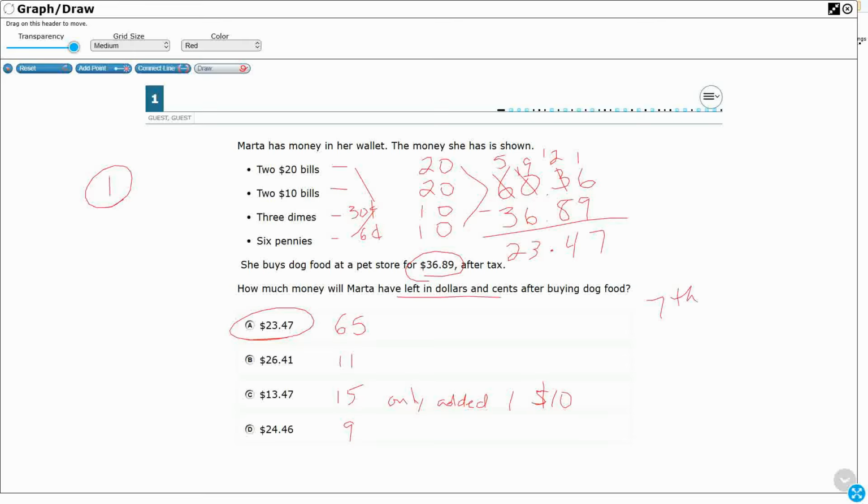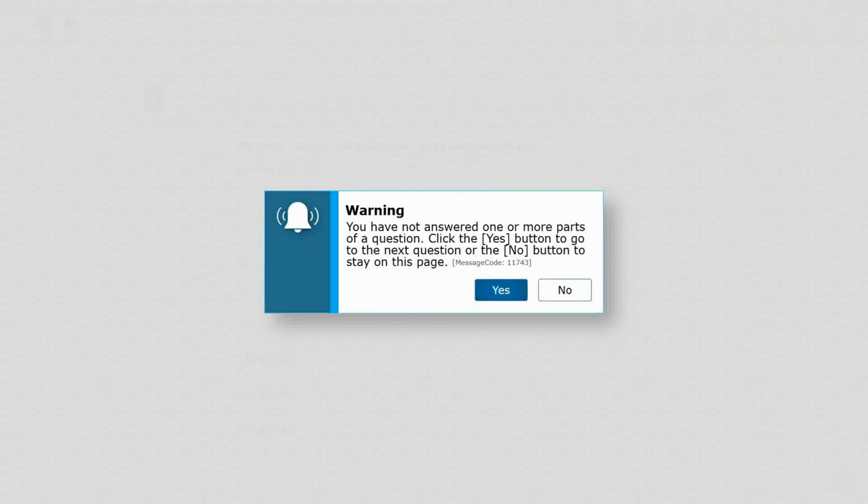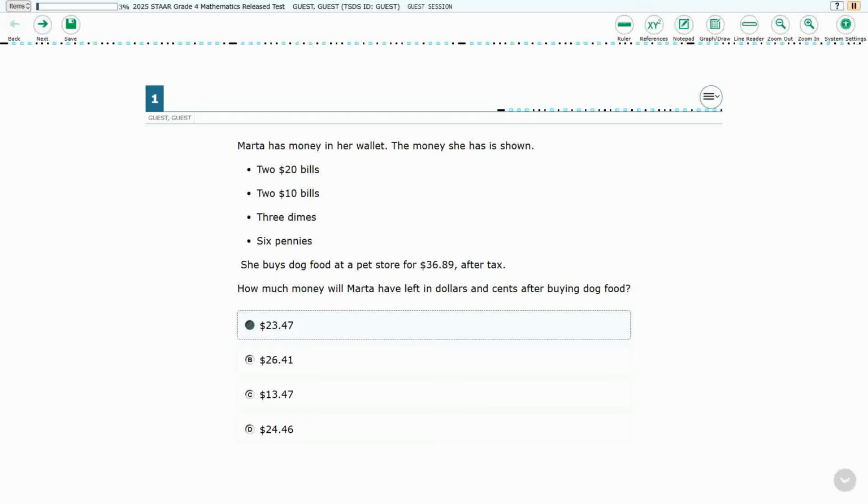This was actually tied for our 7th easiest item on the test. And so that's typically what happens when we begin tests. They start out kind of easy, they crescendo in the middle, and they come back down towards the end. So let's get that right there.